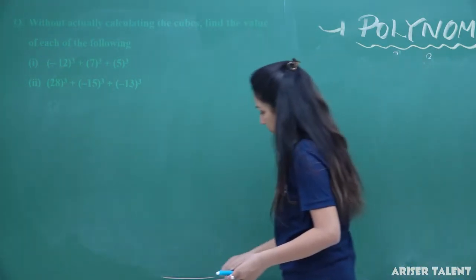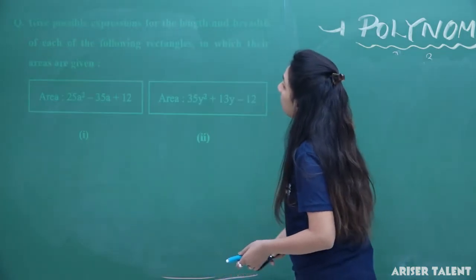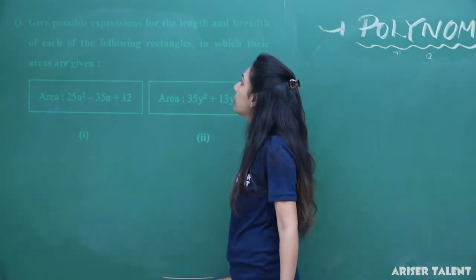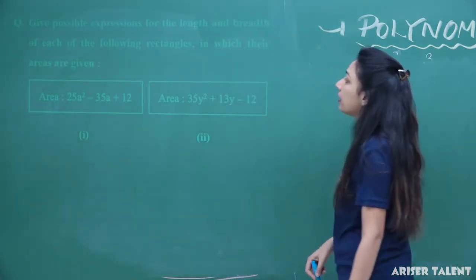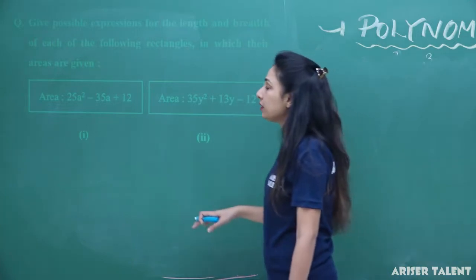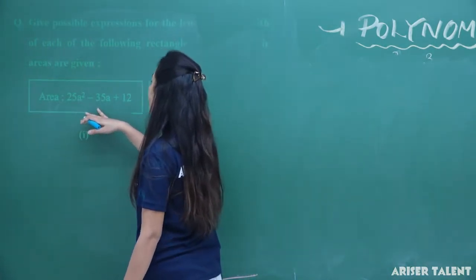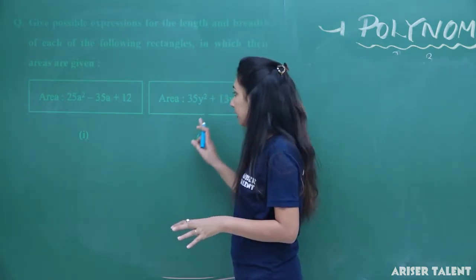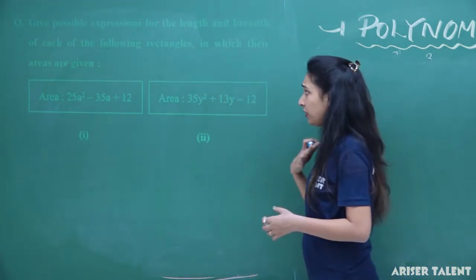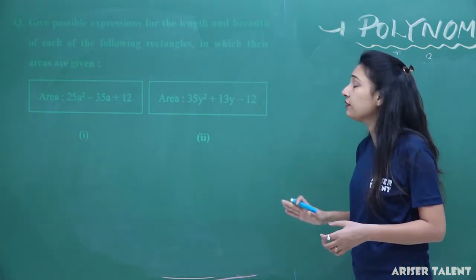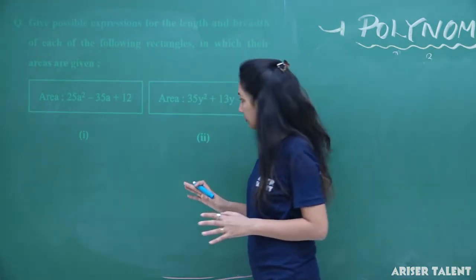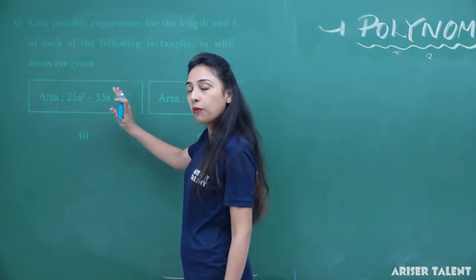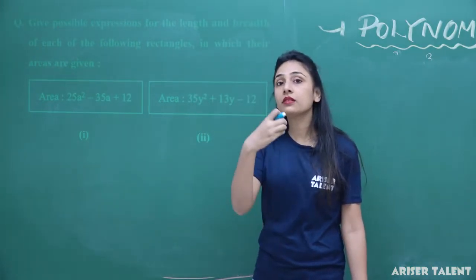Right. So for the next question we have here: give possible expressions for the length and width of each of the following rectangles in which their areas are given. So try to understand this question. Area is given as 25a square minus 35a plus 12 in one condition. This is the area of a rectangle, and the second condition is given as 35y square plus 13y minus 12. Now basically we have some polynomial expression and it is called the area.